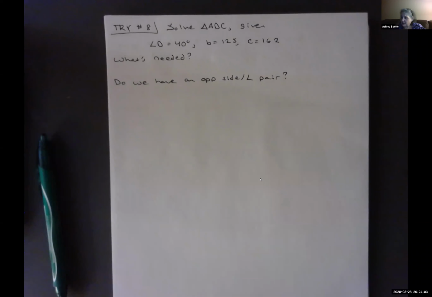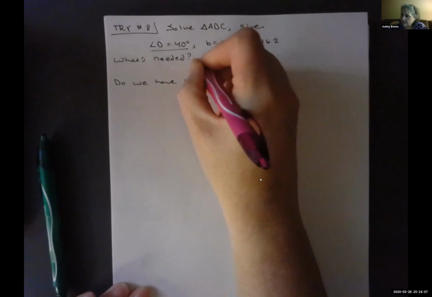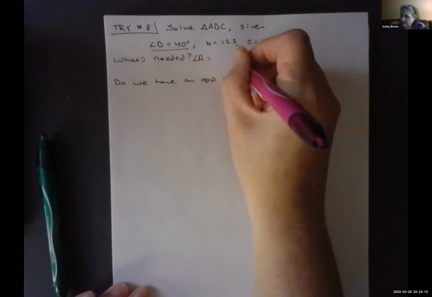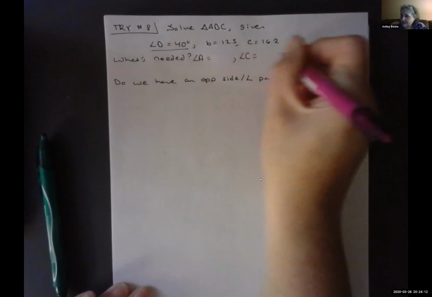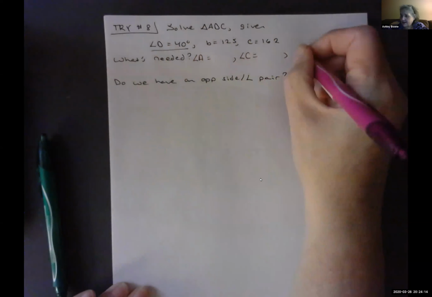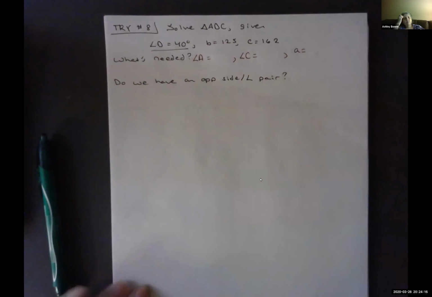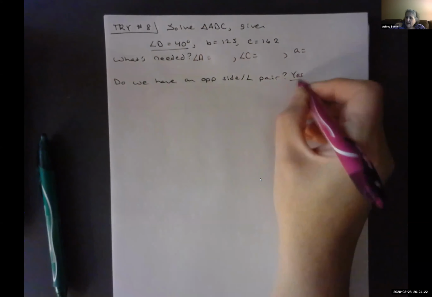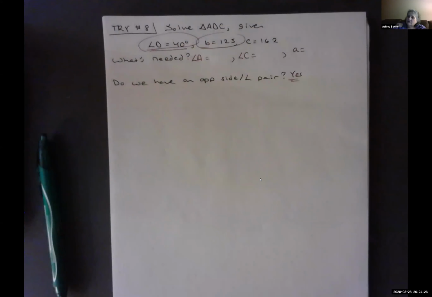What is it that we need? Well, we have angle B, but we don't have angle A. We don't have angle C. We have sides B and C, but we don't have side A. So those are the things we need. Do we have an opposite angle-side pair? Yes. We have angle B and side B. So we can use law of sines here.